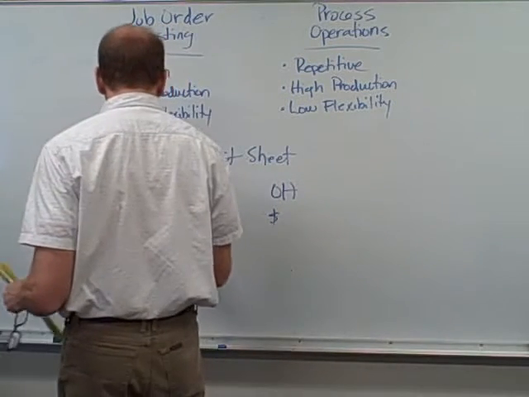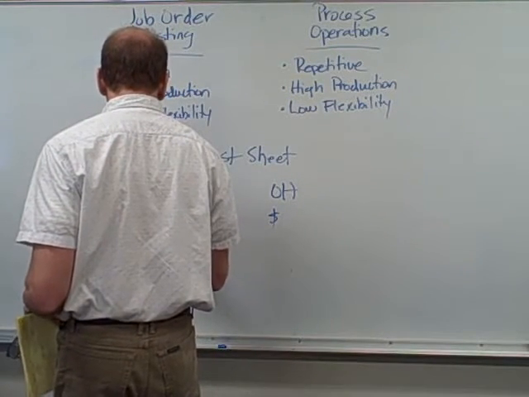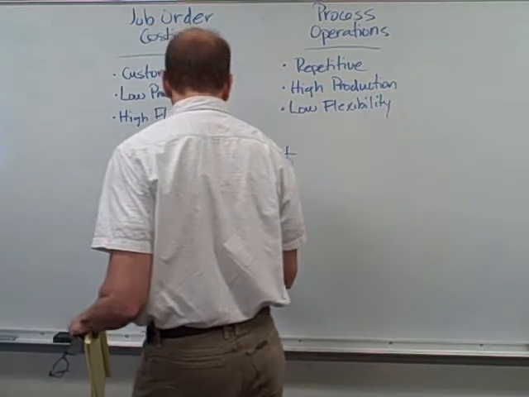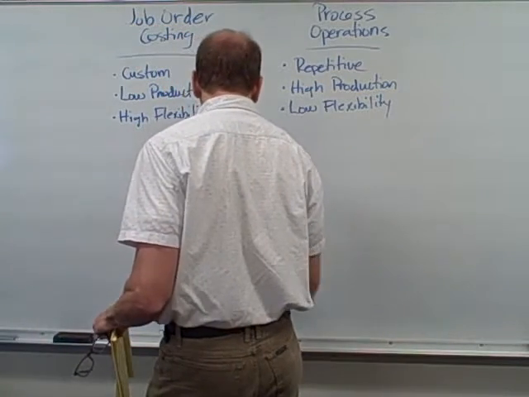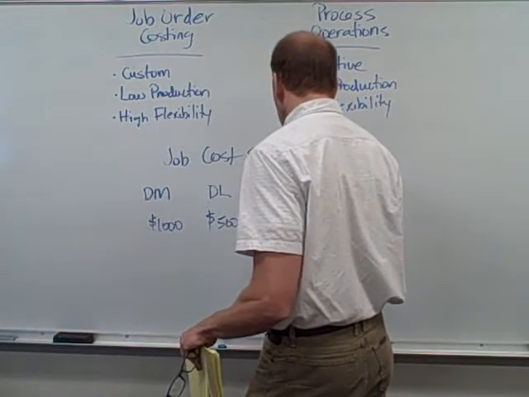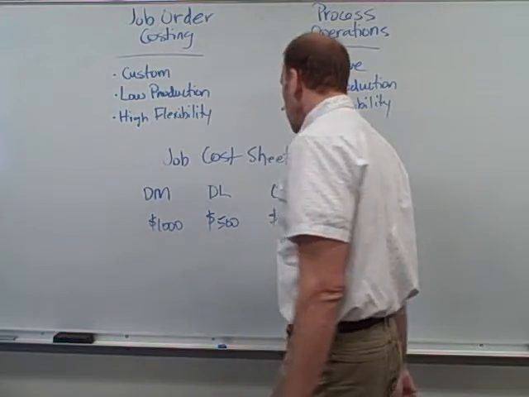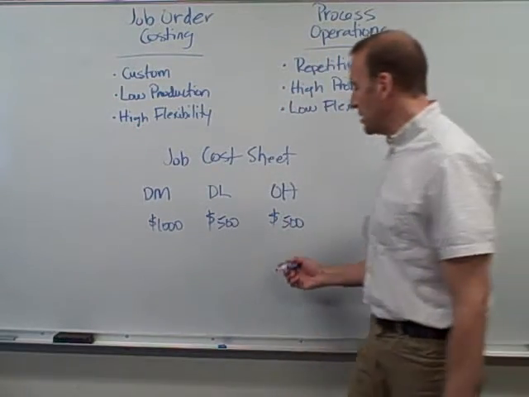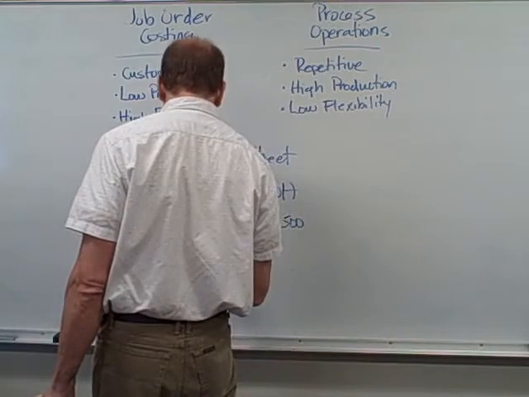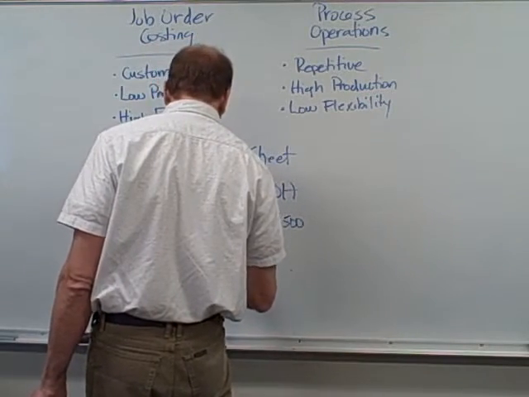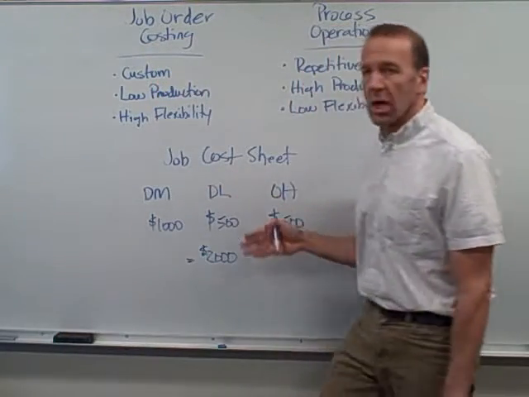So I'm just gonna plug some numbers in here. Let's say that we have $1,000 of materials, let's say we have $500 of labor, and let's say our overhead is $500 too, okay? So then this would be a total cost of $2,000 that we're accumulating in this job cost sheet.